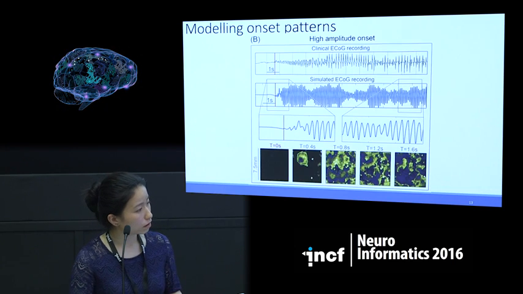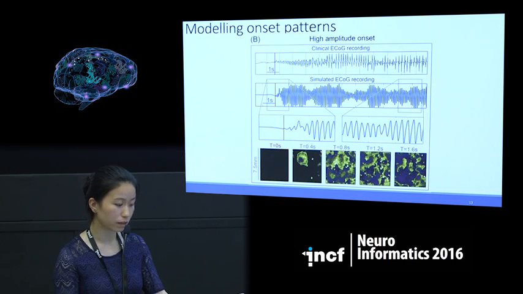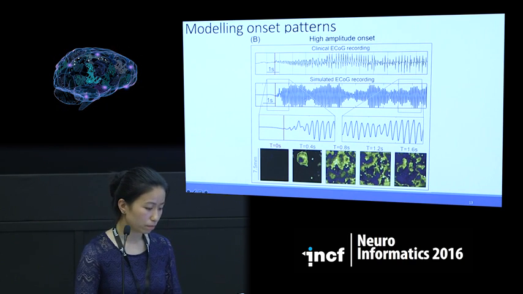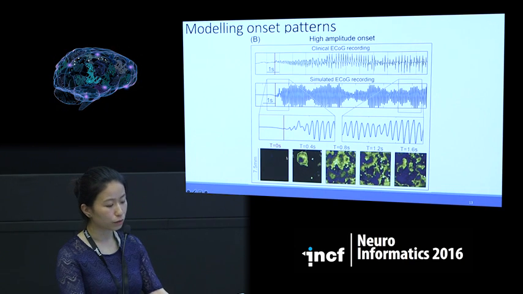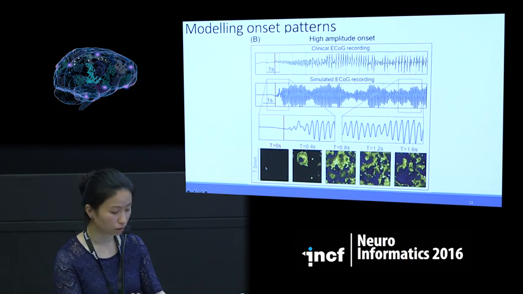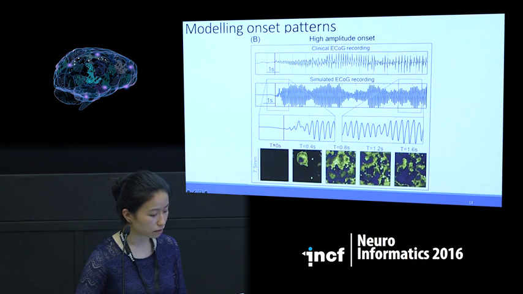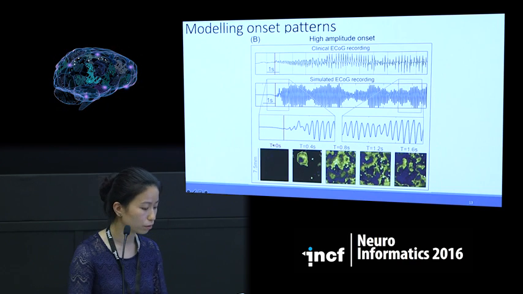Can we find the other high amplitude onset pattern as well? And yes, the answer is we can. And basically, it can look something like this. And if you look at the spatial temporal evolution of this seizure, again, you'll see that it's actually very different. So again, the red line marks t equals 0.